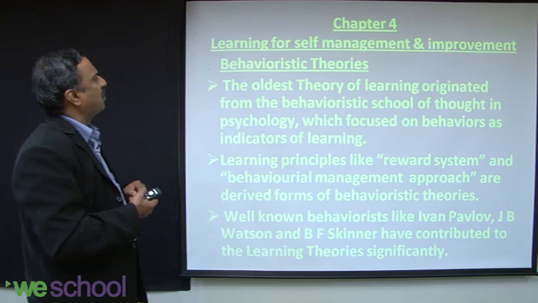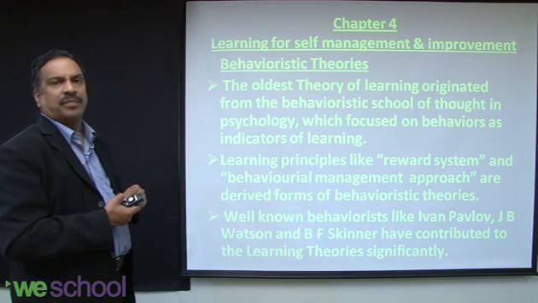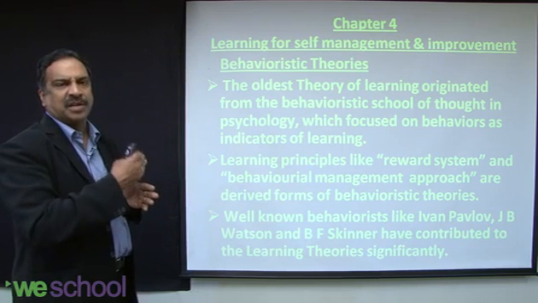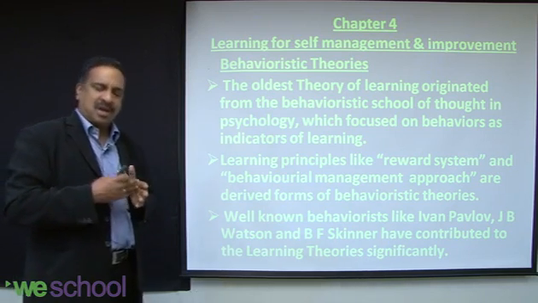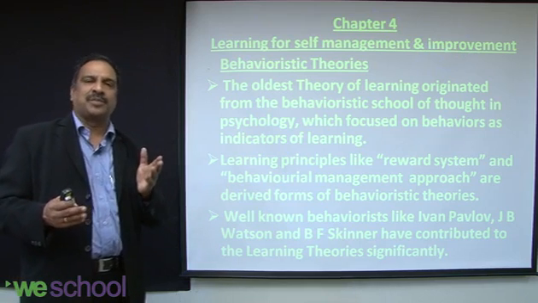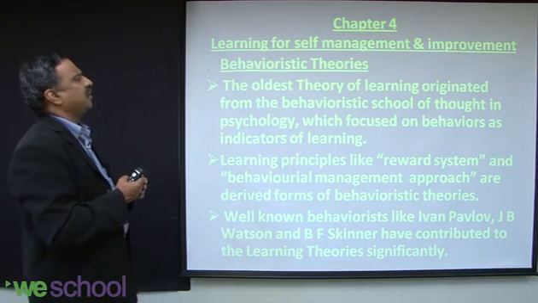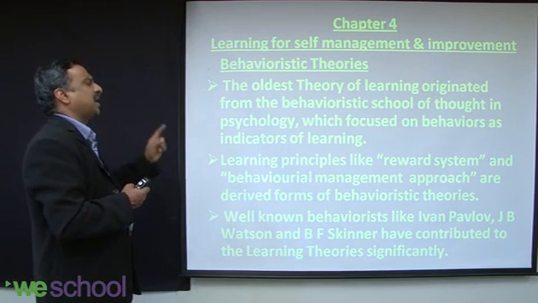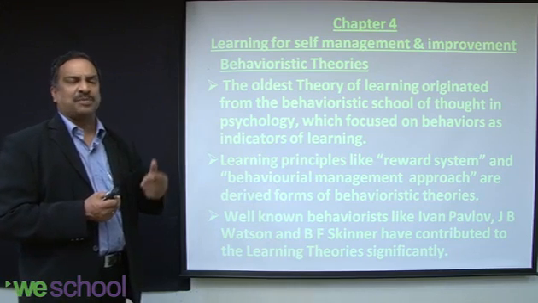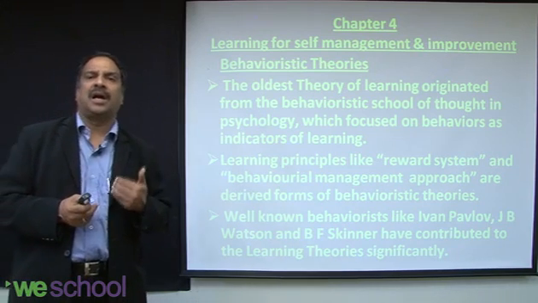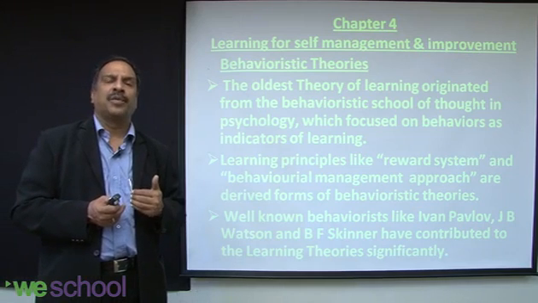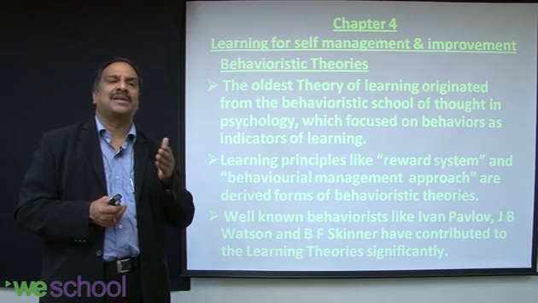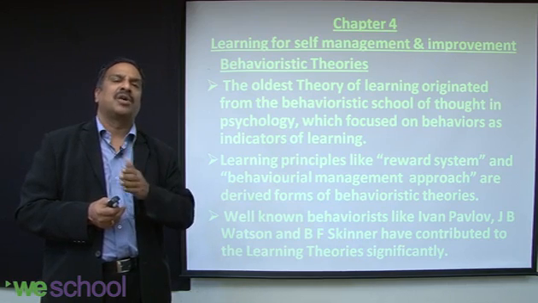Now, taking it further, we have what are called behavioristic theories. Behavioristic theories are based on behaviors. Learning and behavior are interrelated. These theories address the fact that when learning takes place, behaviors change. So the oldest theory of learning originated from the behavioristic school of thought in psychology, which focused on behaviors as the indicators of learning. If you are displaying a changed behavior, then I infer that you have learnt. So learning is seen in the form of a behavior which is observed.